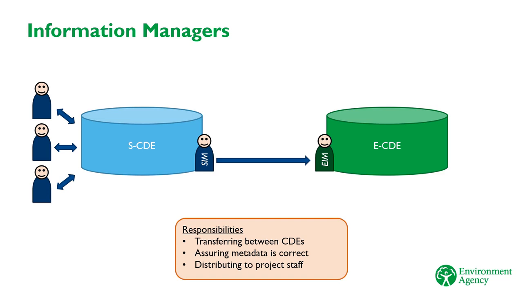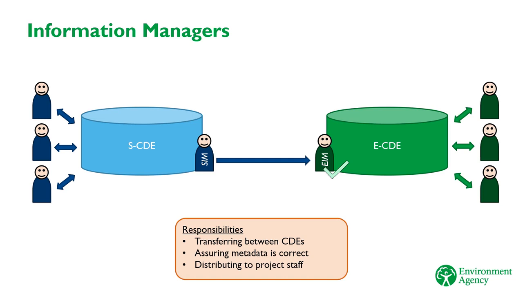They check that the file is suitable to be added to the E-CDE. In other words, that it's the right format, has the right metadata, and confirms that it's as specified in the IDP. If it is, then they accept the file into the E-CDE and make sure it's distributed to the EA project team for their review.